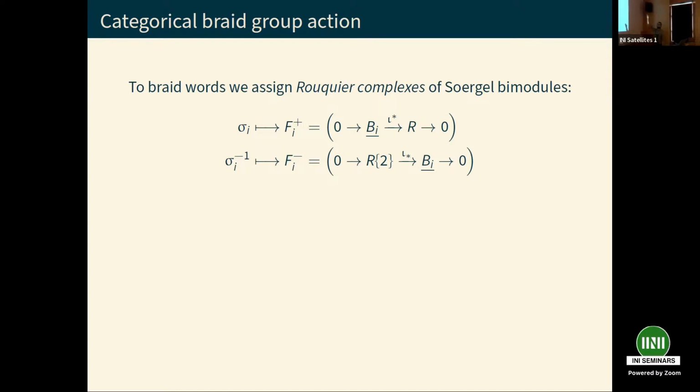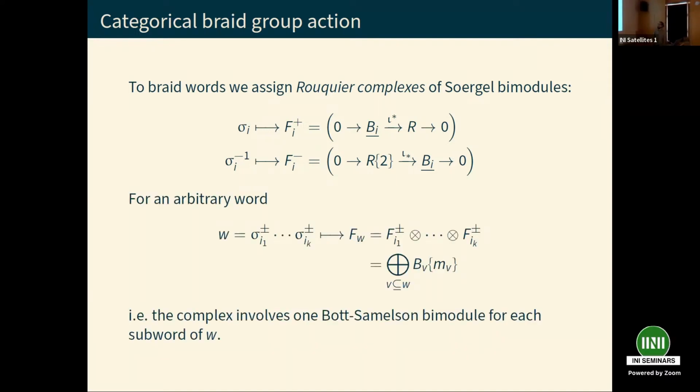Then the inverse gets associated with the I over star map. And then for a longer braid word, you can tensor these things together, in the sense of a tensor of chain complexes. What you get is something like what I would call a cubical complex. So cubical in what sense?